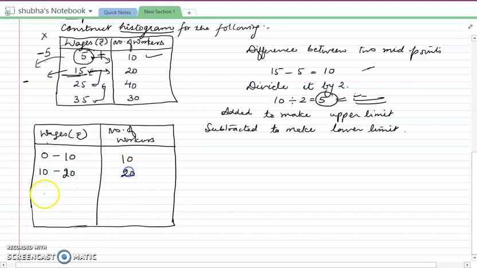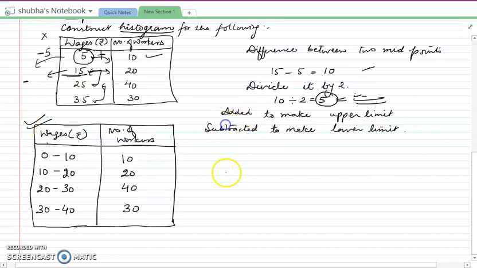Then again 25 minus 5 is 20, and 25 plus 5 is 30. Class interval is 20 to 30 and frequency is 40. Then 35 minus 5 is 30 and 35 plus 5 is 40, and the frequency is 30. So this is the way to convert midpoints into class intervals.